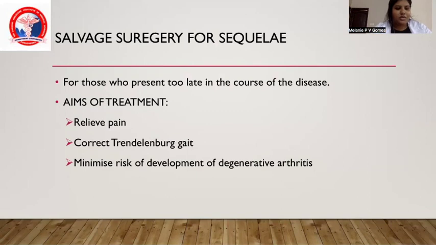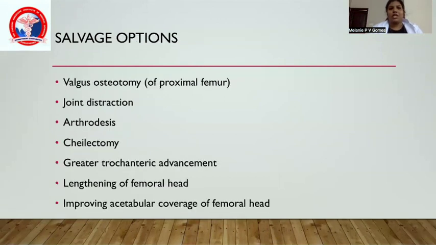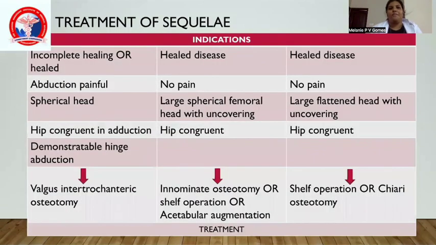Salvage surgery for sequelae. For those who present too late in the course of the disease, aims of the treatment are to relieve pain, correct the Trendelenburg gait, minimize risk of development of degenerative arthritis. Salvage options are valgus osteotomy of the proximal femur, joint distraction, arthrodesis, scalectomy, greater trochanteric advancement, lengthening of the femoral neck, improving acetabular coverage of the femoral head.